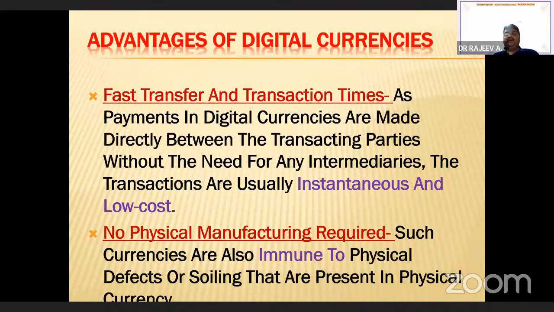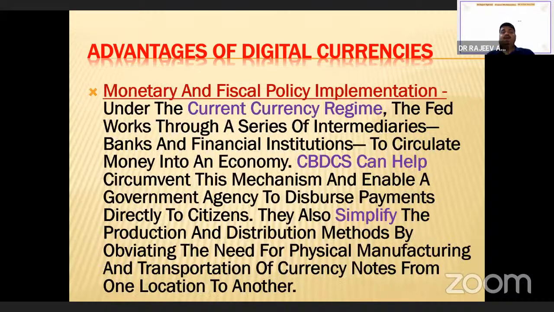Now, what are the advantages of digital currency? Faster transactions and faster transfer. Instant. You want to transfer money anywhere in the world, by just a click of a button. It will not take more than a few seconds to transfer, and it is very low cost because hardly any cost is involved. No physical manufacturing is required. That is the reason why they are immune to physical defects or soiling, and also no cost is involved in transport.